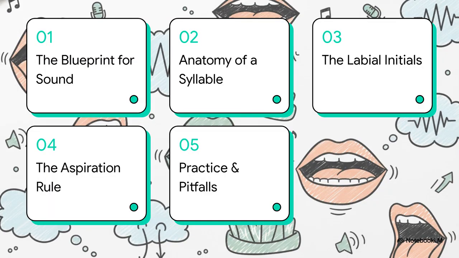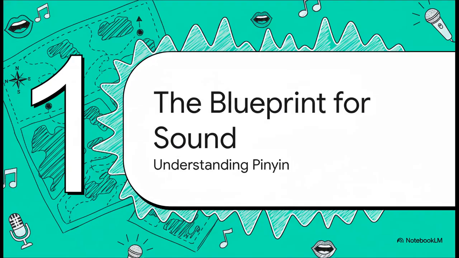Okay, so here's our roadmap for today's session. We'll start with the big picture, what I call the blueprint for sound. Then we're going to zoom right in on the anatomy of a syllable before we learn our very first Mandarin sounds, the labial initials. After that, we'll tackle what is probably the single most important pronunciation rule for this group, and then we'll wrap it all up with how to practice effectively and, just as importantly, how to avoid those common early pitfalls.